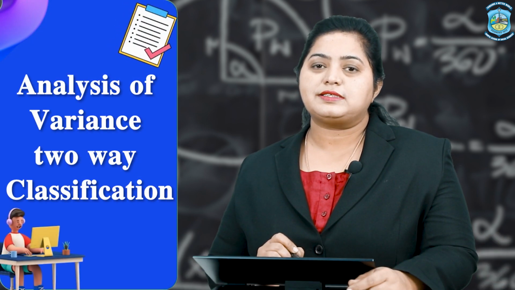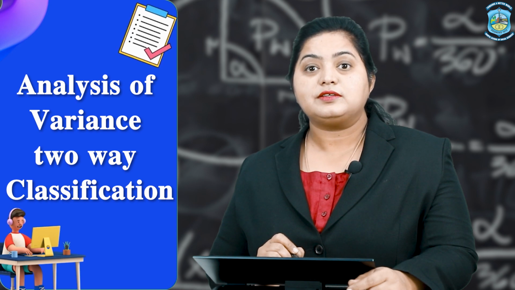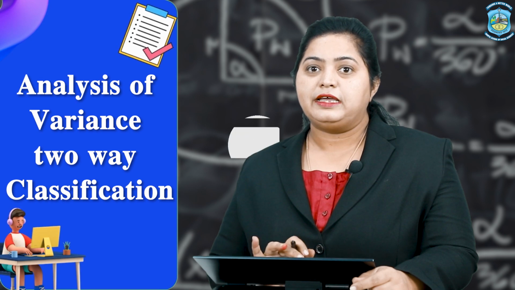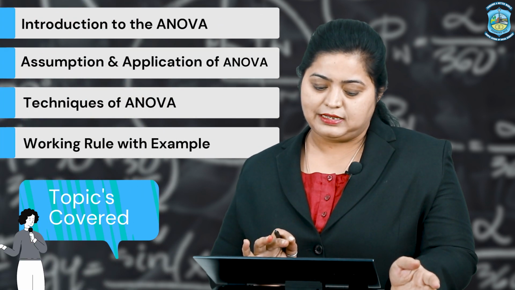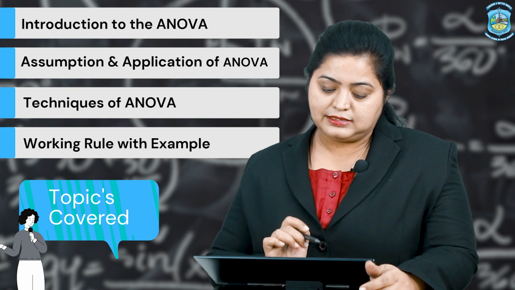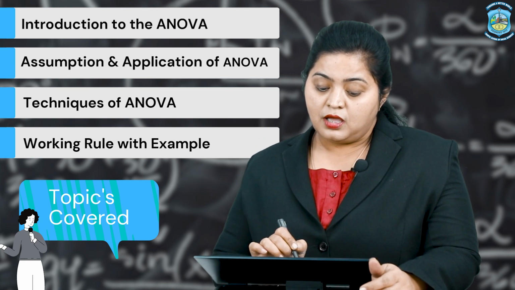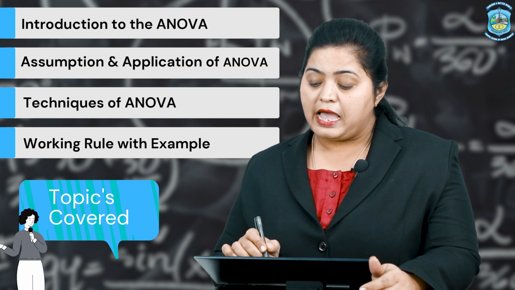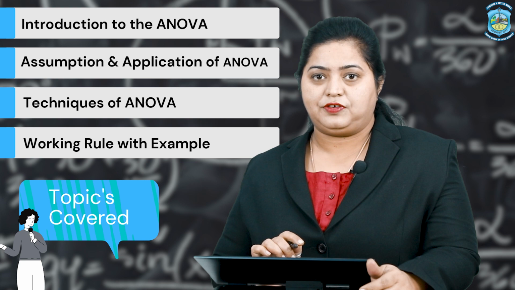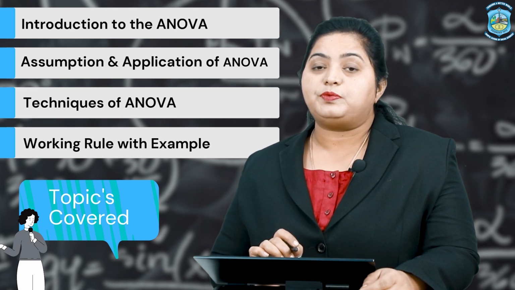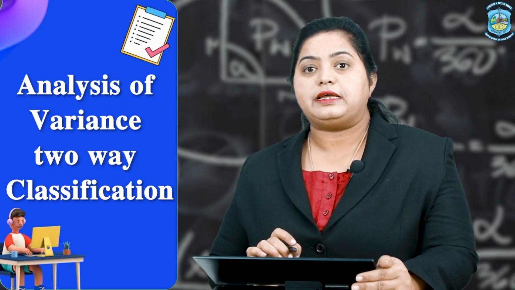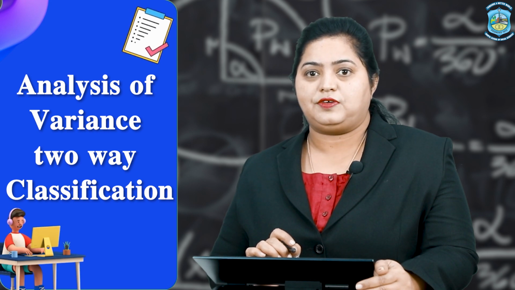Today we are going to discuss analysis of variance, two-way classification. In the previous video, we covered analysis of variance for one-way classification: the introduction of analysis of variance, then assumptions and classification of ANOVA, one-way classification, and the working rule of one-way classification. We also covered the problem based on one-way classification of ANOVA. In sequence, we are going to cover analysis of variance in two-way classification.